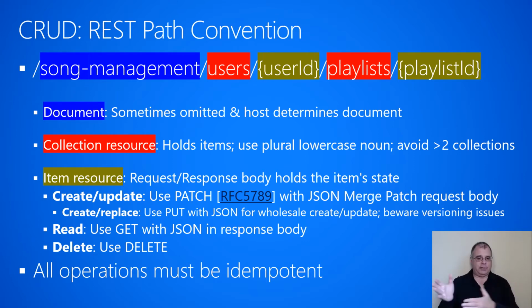Patch, as you'll see momentarily, because I have an animated slide that I'll walk through, solves this versioning issue. So it's highly recommended you use patch whenever possible, even over put. Read operations would be done with a get, and then of course it'll return a JSON representation of the resource in the response body. And then delete, you would of course use delete. And as I said earlier in the course, all these operations must be implemented idempotently on the service.